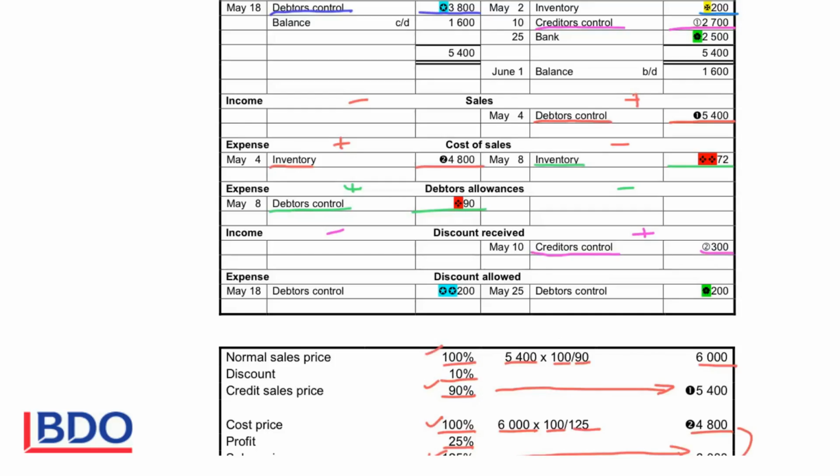Discount allowed is an expense. Expenses increase on the debit side and decrease on the credit side. So the discount allowed will be debited to increase the expense, and we will indicate that debtors control was credited because we decreased our debtors with a 200 Rand discount.